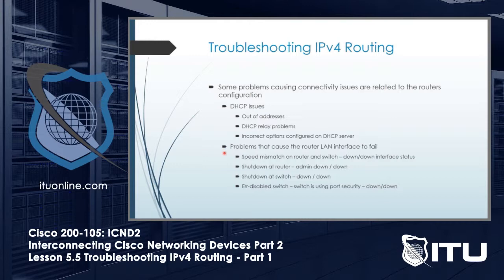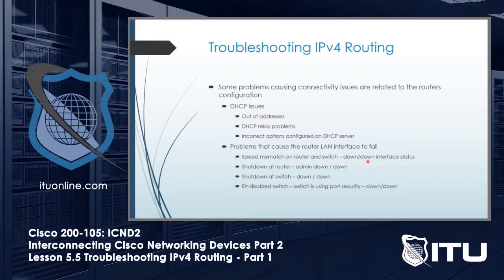Some problems can cause the router LAN interface to fail. Now, the isolation of this would be that it's affecting everybody. Everybody is probably able to communicate locally because it's just using layer 2 logic, but they can't communicate off of that network. Well, then the focus goes immediately on the router. And so if the LAN interface is down, we could have a couple of potential problems that would result in that. Speed mismatch on the router and the switch. So the switch is sending at a gig per second and the router's expecting 100. The auto negotiate got turned off on either of them. The status will be down on the interface.